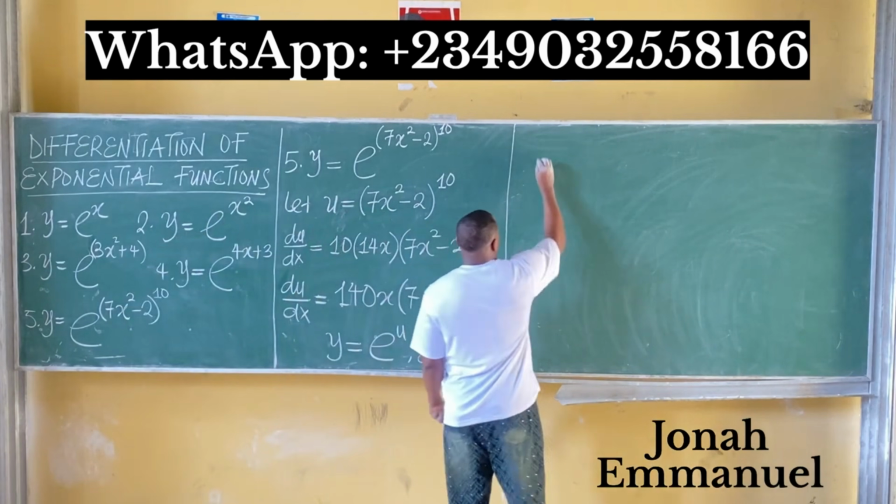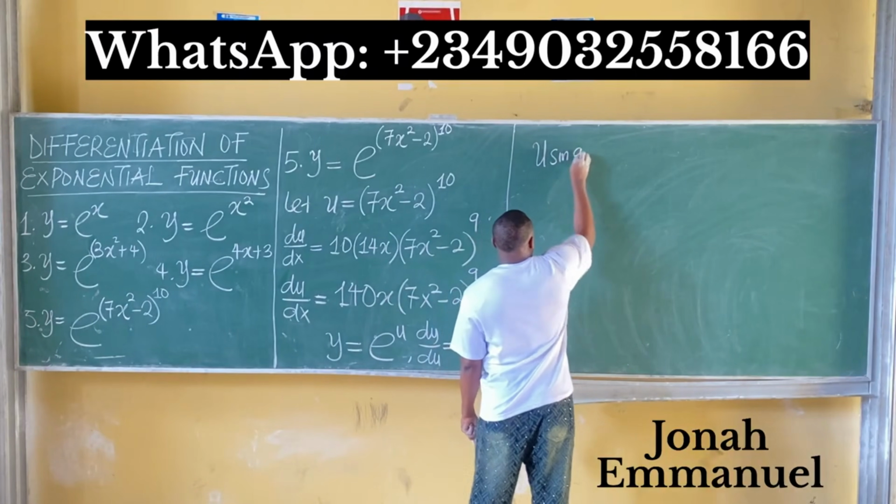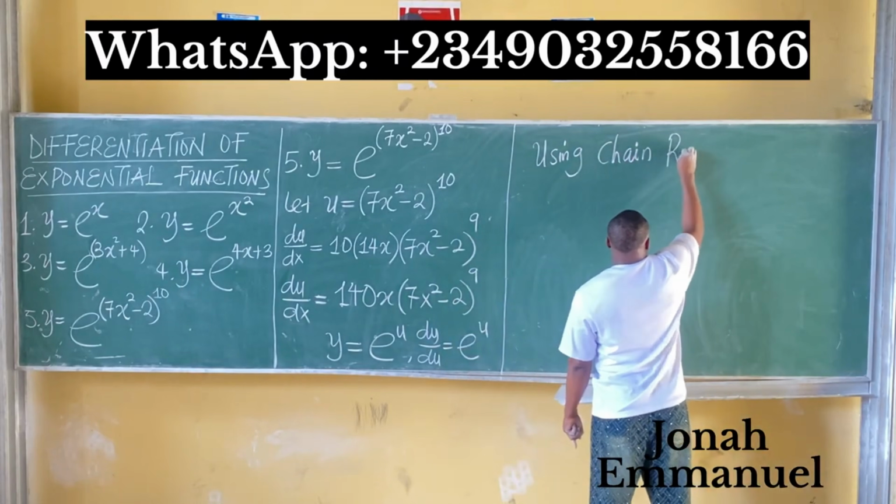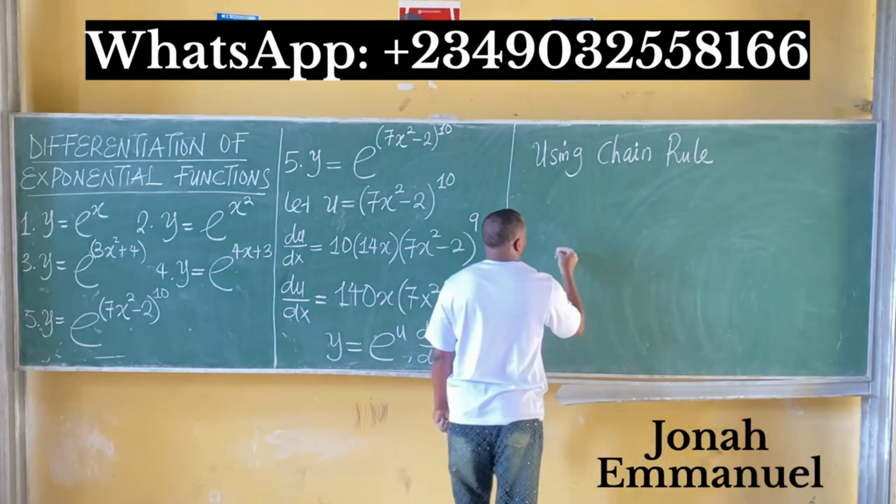I'll now say using chain rule. If I use chain rule, what's the formula there?